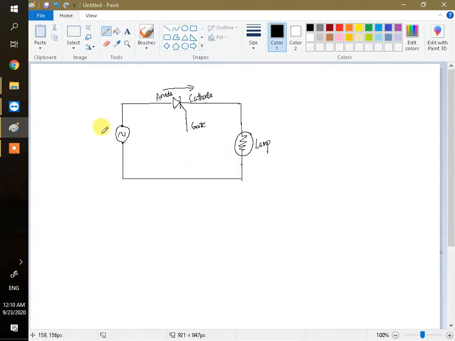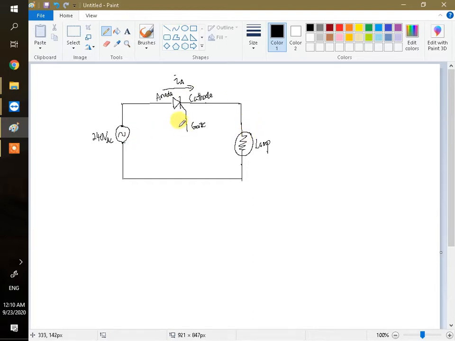Let's imagine this one is 240 volt. You can call it VAC, AC voltage. Don't need to say VRMS. VAC means AC voltage. So when this circuit is connected, the lamp cannot turn on, right? The lamp cannot be turned on because there's no current flowing through. There's no forward current or anode current flowing through this transistor to power this lamp.